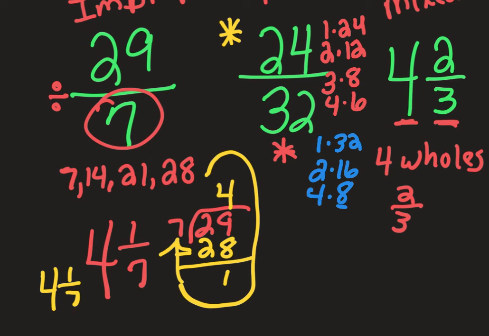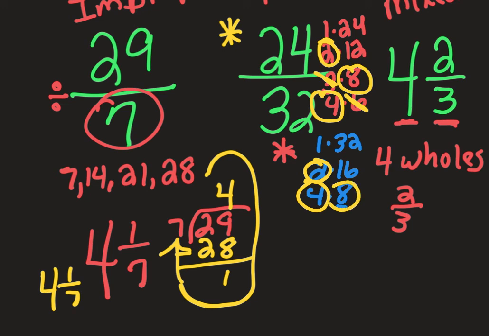So when I'm looking at this, I know they both have a 2. So I could divide them both by 2. They don't both have a 3. They both have a 4. So I could divide them both by 4. They don't both have a 6. They both have an 8. They don't both have a 12, and they don't both have a 24.